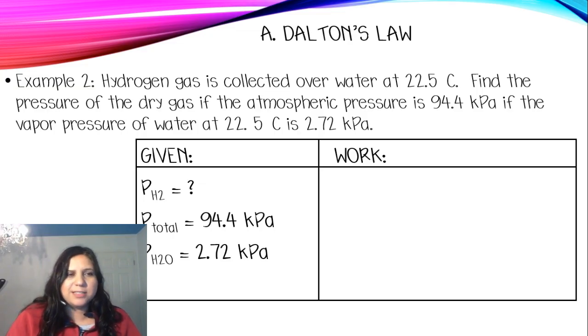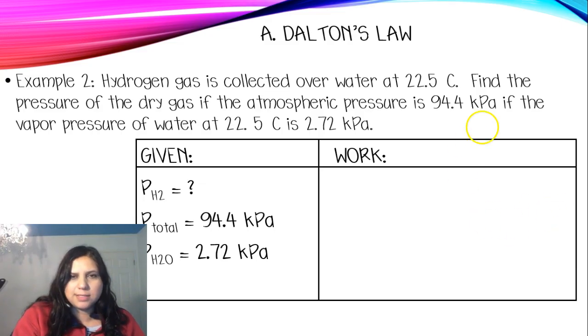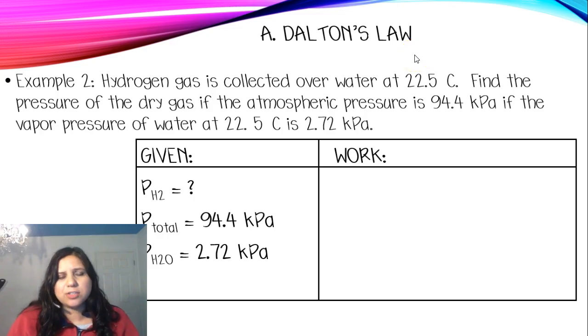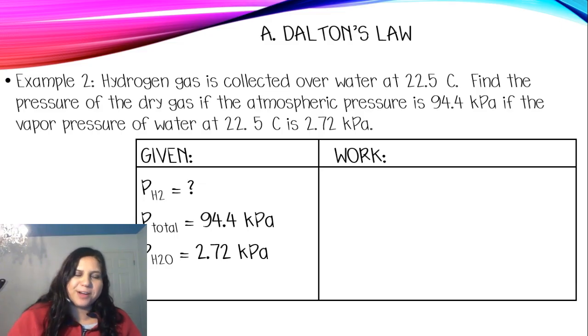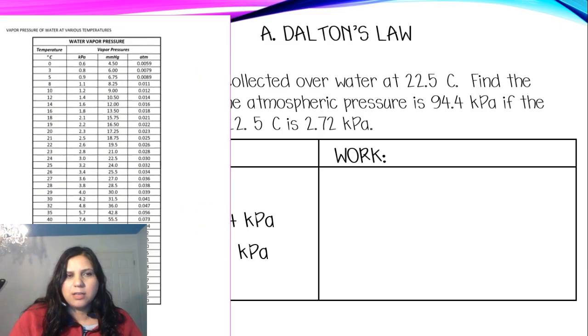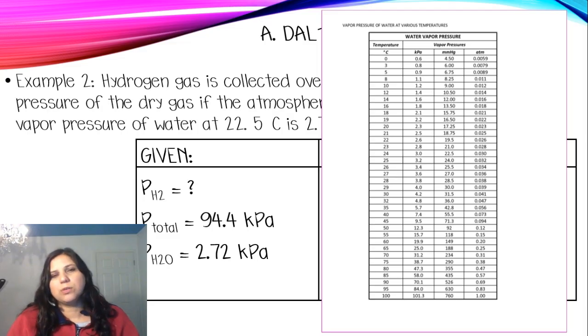It says the pressure of water at that temperature is 2.72 kilopascals. Notice I have this temperature and this temperature, but I don't actually need the temperature in this calculation. All I need to do is use that temperature to find the pressure for water. If for some reason it isn't given to you in the question, there's a table that you can use. You would look at the temperature and find either the kilopascals, millimeters of mercury, or the atmospheres.